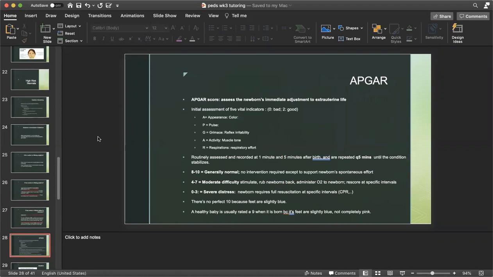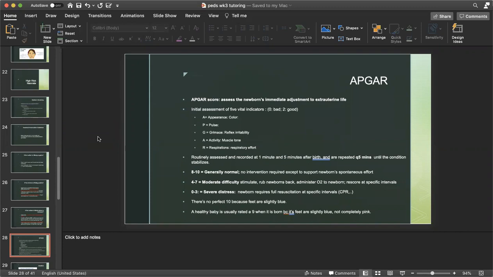Apgar, this is kind of like a review from OB, but I'll go ahead and go over it anyway. So Apgar score, you want to assess the newborn's immediate adjustment to life outside of the uterus. The initial assessment has A, appearance, P, pulse, G, grimace, A, activity, and R, respiration. It's assessed at 1 minute and at 5 minutes and repeated every 5 minutes until they stabilize.